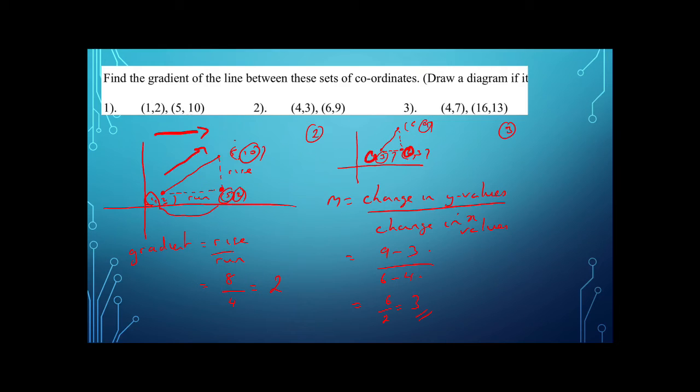And part 3 only has to be a sketch, so that's 4, 7, 16, 13 over here. So the gradient is the change in y values, that's 13 minus 7, and the change in x values, which is the run, is 16 minus 4, so m is equal to 6 over 12, and that is a gradient of a half, and it's positive again.